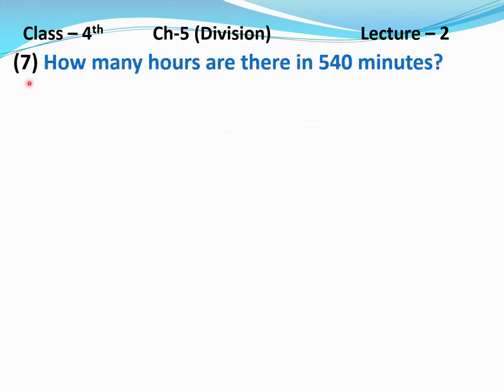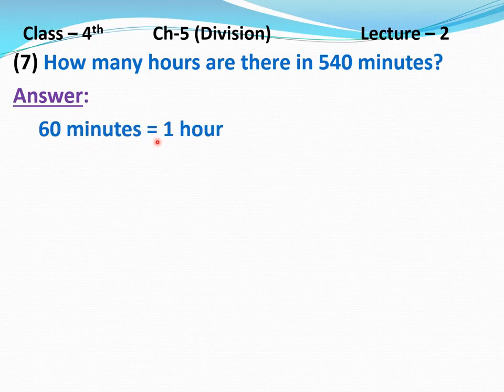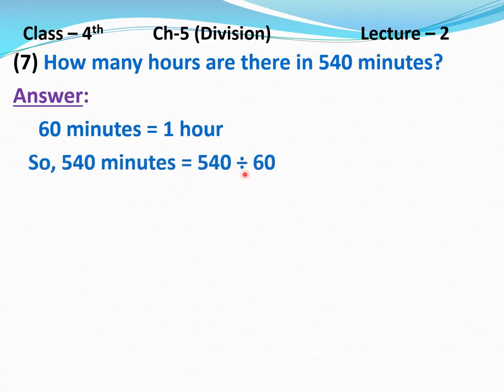Now, question number 7. How many hours are there in 540 minutes? Answer: as we know that 60 minutes equal to 1 hour, therefore 540 minutes equal to 540 divided by 60. So we have to divide 540 by 60. Clear? Write down 540 and write down 60 here.